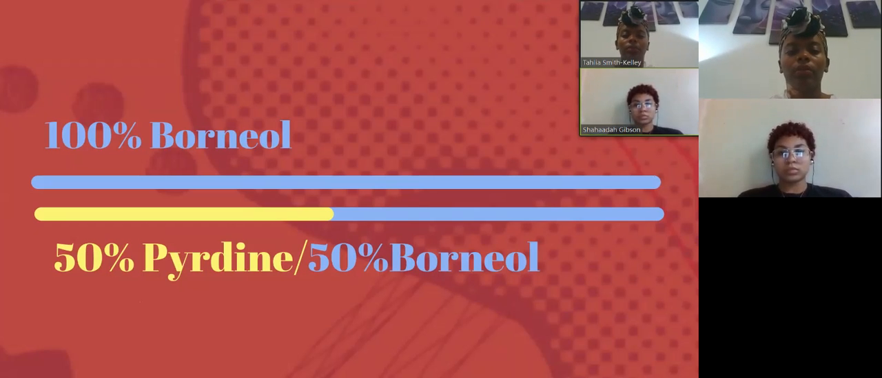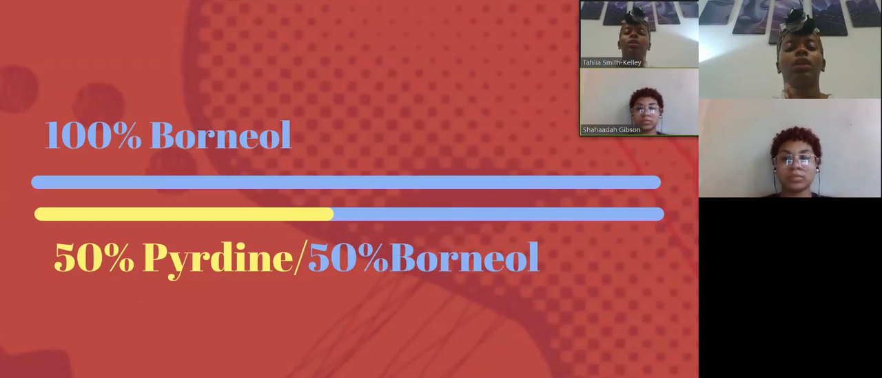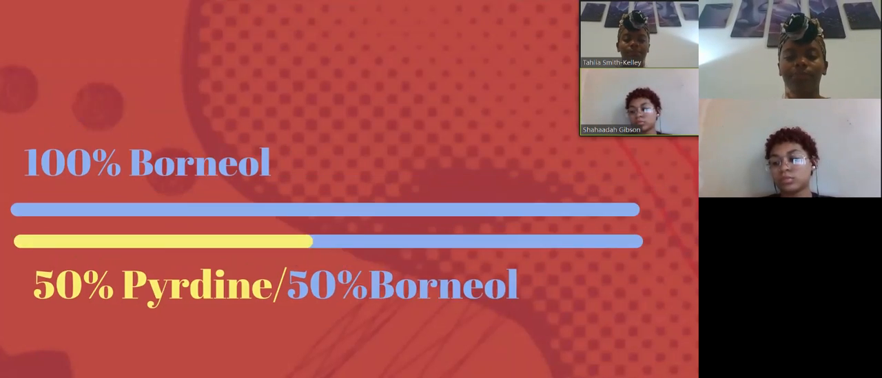So here is 100% borneol versus a mixture of 50-50 pyridine and borneol. Because there's 50% borneol in the mixture, and there's also borneol in the 100% borneol, that means they have an overlap of 50% because they share that same 50%.